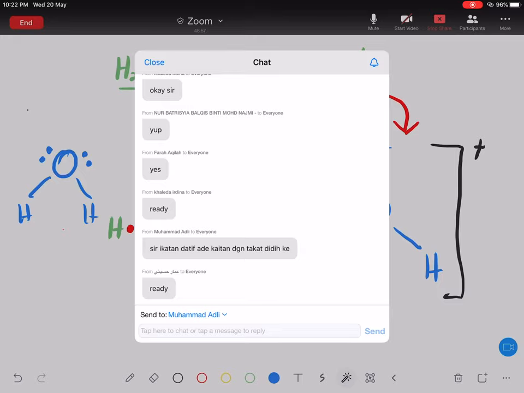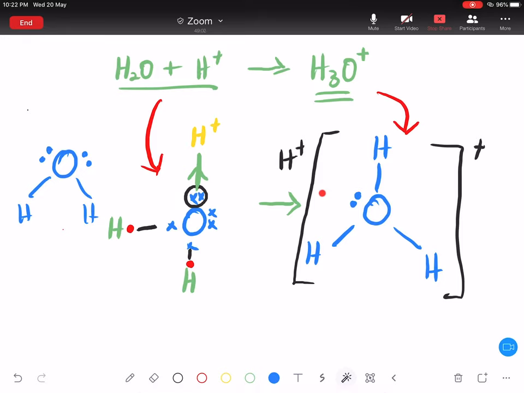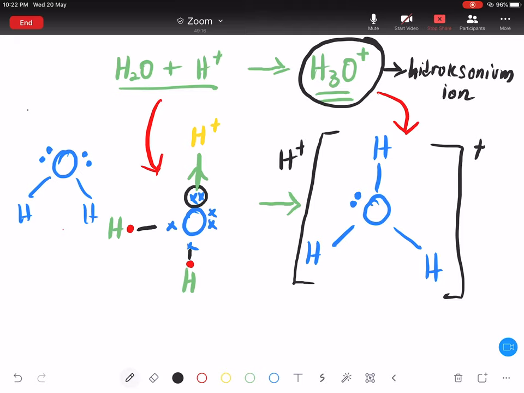Boleh, eh? Okay. Sekejap. Guys, sebelum saya lupa, benda ni ada nama tau. Benda ni, yang NH3 ni, ada nama. Nama dia adalah hydroxonium ion. Hydroxonium ion.